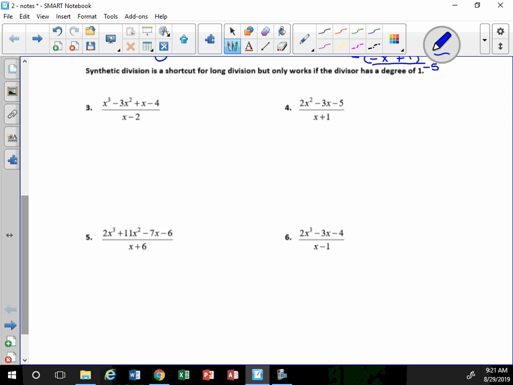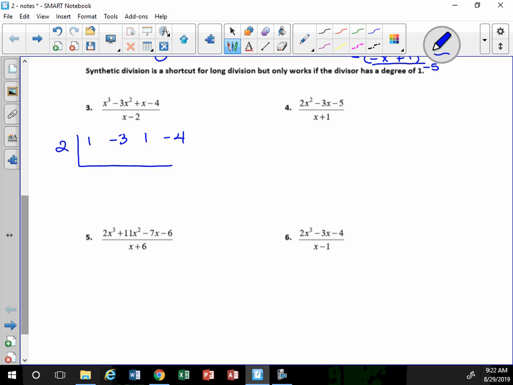All right, if I'm dividing by x minus 2, what goes on the outside of my weird little half box here? Ooh, is it negative 2 or positive 2? It is positive 2. It is the solution, or what would make that divisor 0. So I'm going to do a 2. Then where do I get all the rest of my numbers from? Okay, just the coefficients off the top part, right? So 1, negative 3, 1, negative 4.